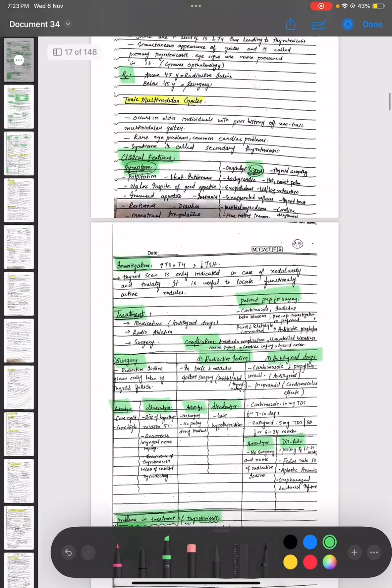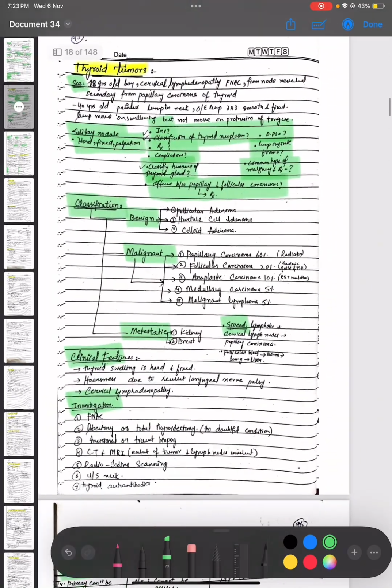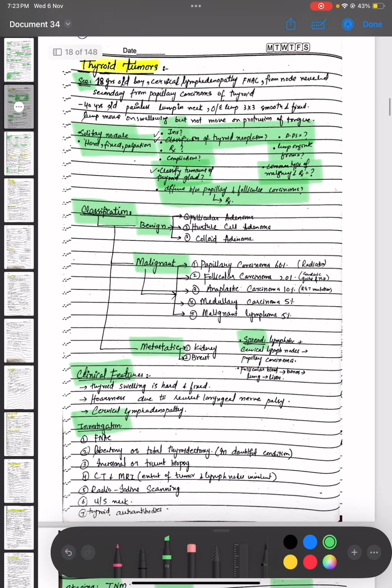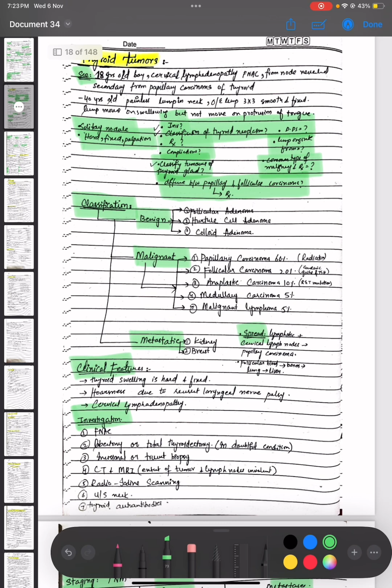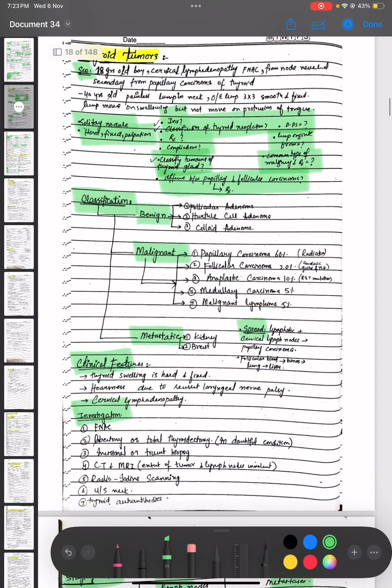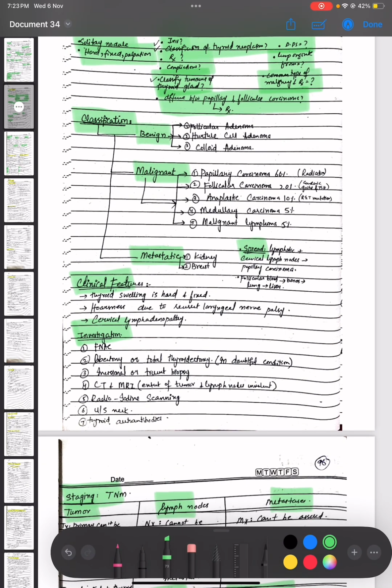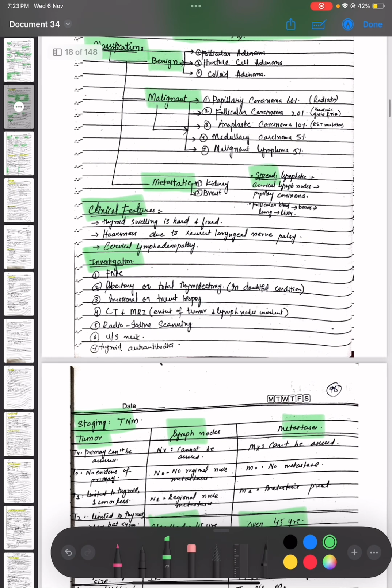Now, revising the thyroid tumor, what we discussed first, we studied the scenario, that what questions are asked, then what are the diagnostic points. These are the solitary nodules and hard fixed palpation. Then what are the investigations and classifications, the treatment, the complications, and the classification of thyroid gland, difference between papillary and follicular carcinoma, the differential diagnosis, the lump originate from, and the common types. Then the classification, we have benign, malignant, and metastatic. In benign, we are having follicular adenoma, Hürthle cell adenoma, and colloid adenoma. While in malignant, we are having papillary carcinoma, follicular carcinoma, anaplastic carcinoma, medullary carcinoma, and malignant lymphoma. In metastatic, we are having kidney and breast.